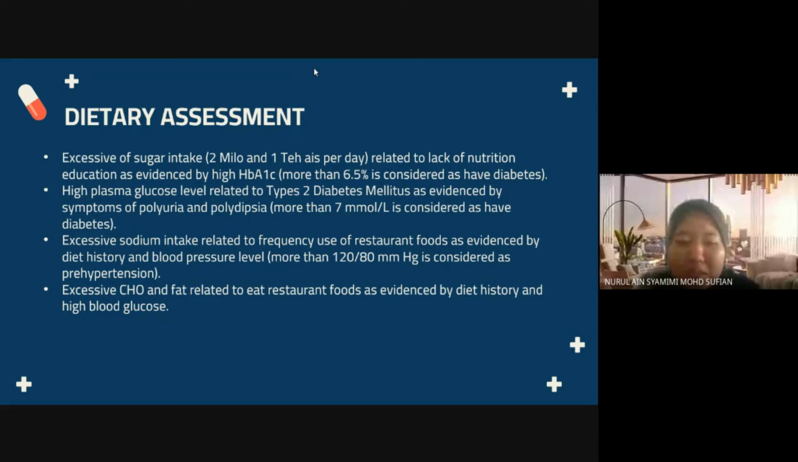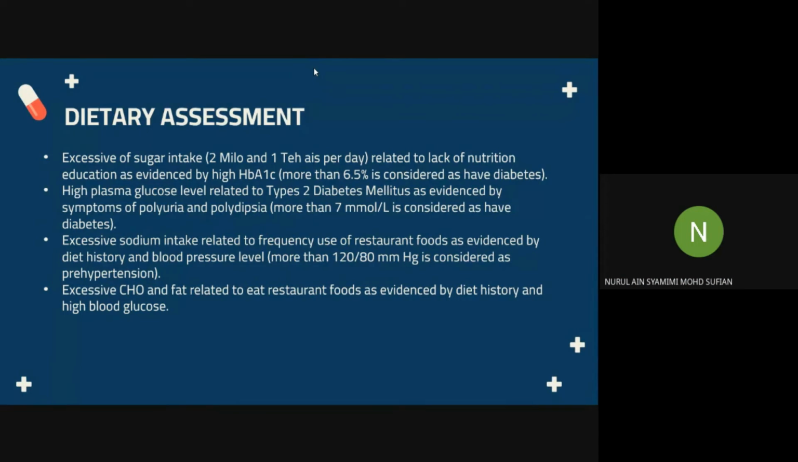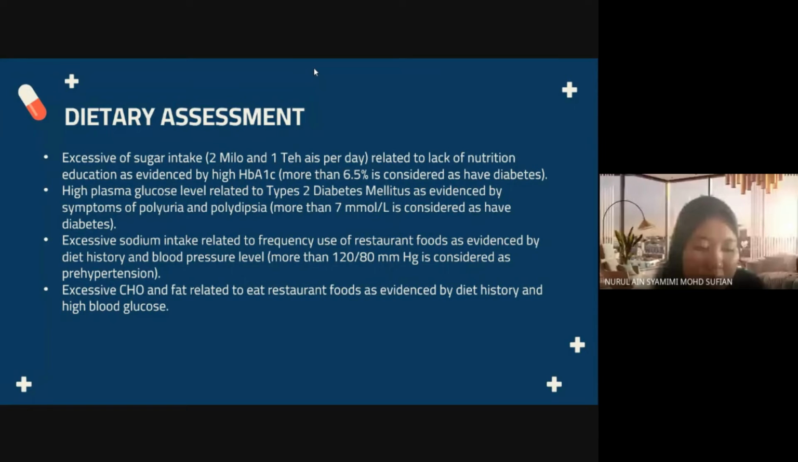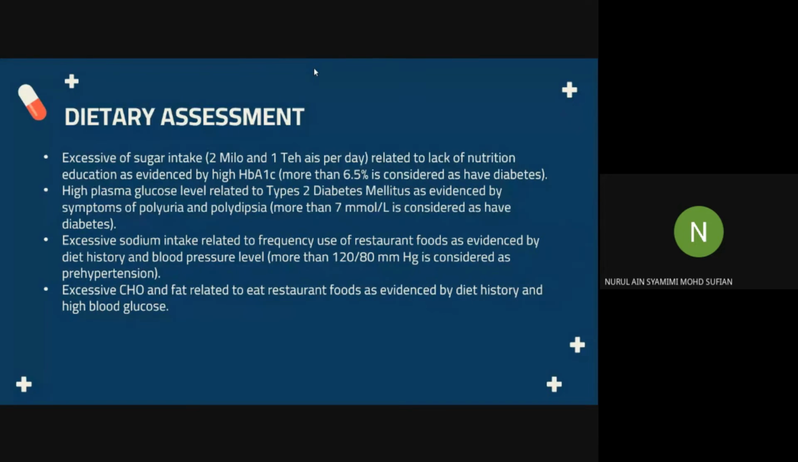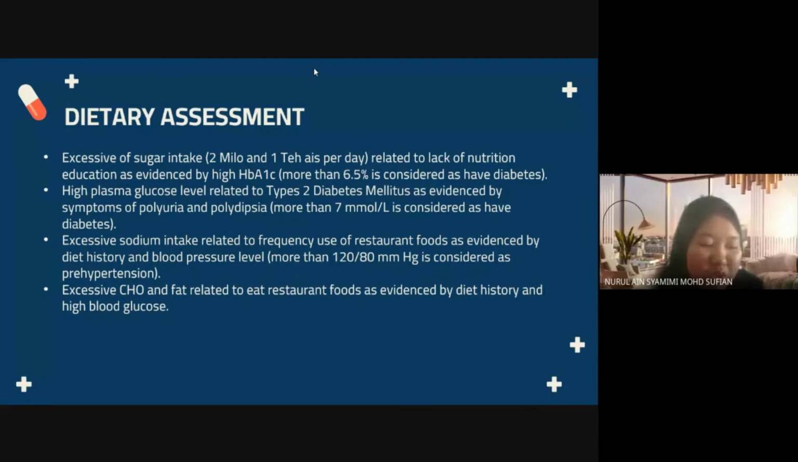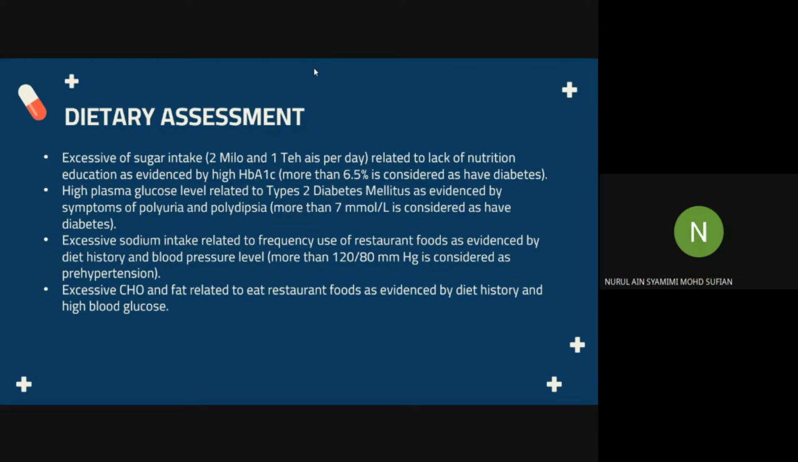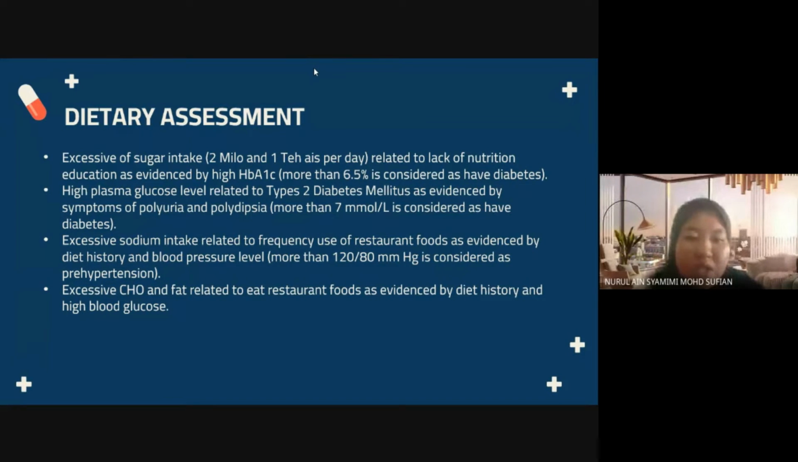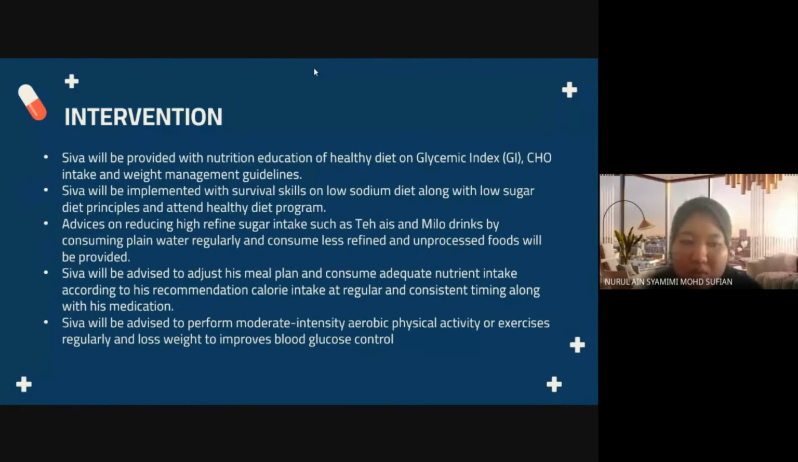For dietary assessment, he has excessive sugar intake as evidenced by high HbA1c and high plasma glucose level related to type 2 diabetes mellitus, evidenced by symptoms of polyuria and polydipsia, and excessive sodium intake related to frequent use of foods as evidence and level. And fat related to eating restaurant foods as evidenced by diet history and high blood glucose.